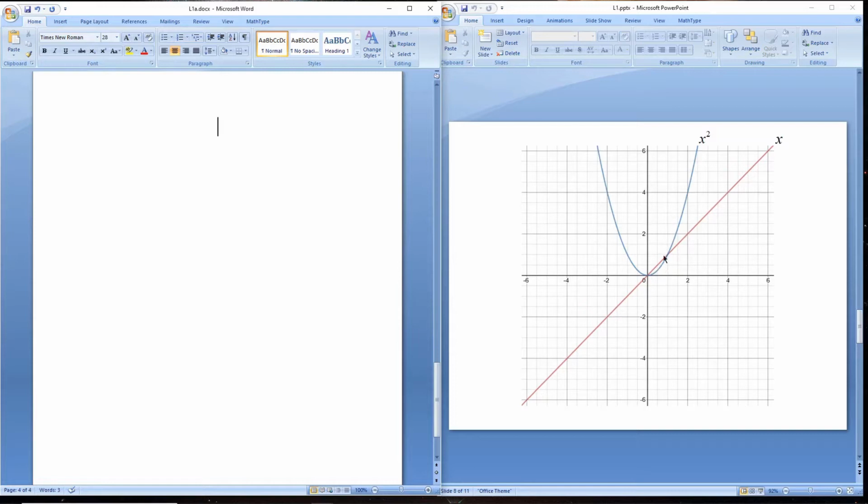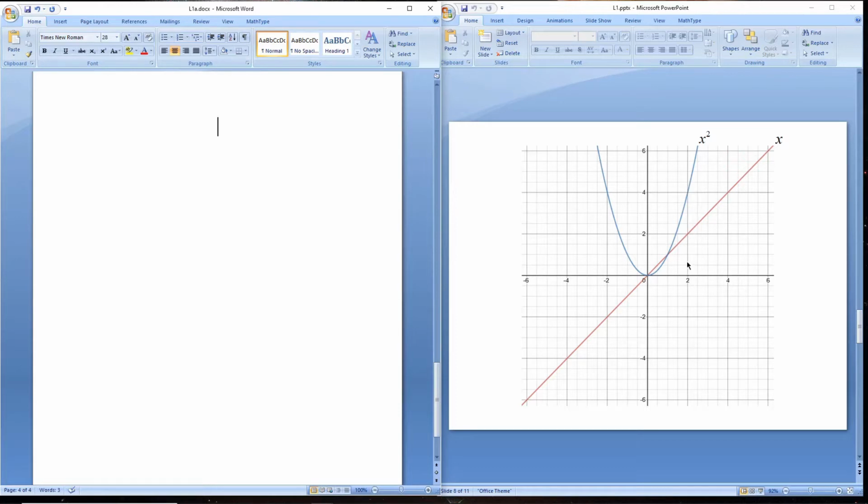Now remember, x is going to be going towards infinity. So these numbers are going to get absurdly large. And look how fast x squared is already moving away from x. Even at an input of 2, x squared is already doubling the output of x.